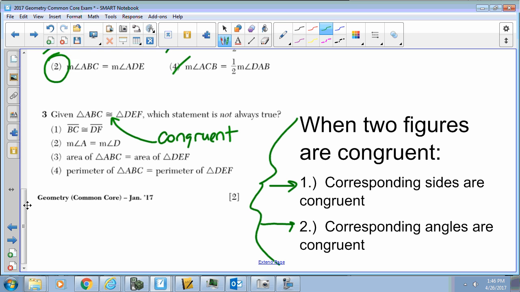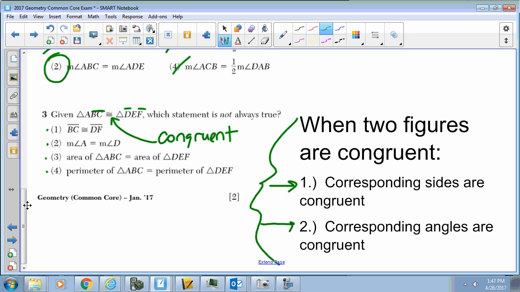Now, let's see, which statement is not always true? Three of these statements are true, one of them is not true. So let's look here. BC is congruent to DF. Is that true? Well, BC is here, and DF is here. No, those are not necessarily going to be congruent.